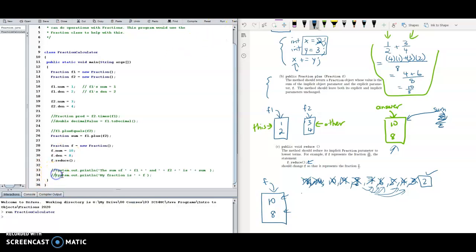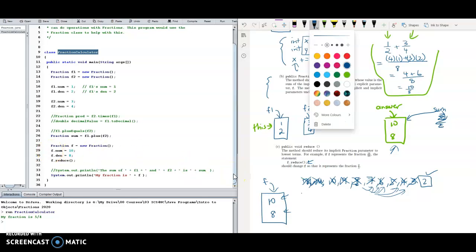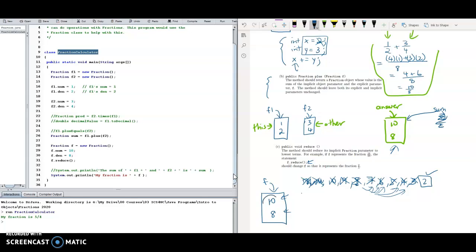Oh, I forgot to take the comment out. And we get 5 over 4. So our fraction f, just a demonstration again of how this works. I keep repeating this just to make sure it drills in your head. The fraction f is pointing here. It exists in this class, in the FractionCalculator class, f. Right, but it doesn't exist in the Fraction class. So we set the values to 10 over 8 as we have here.